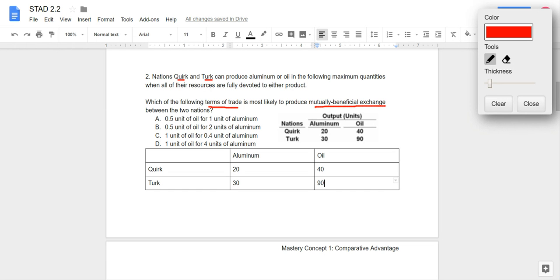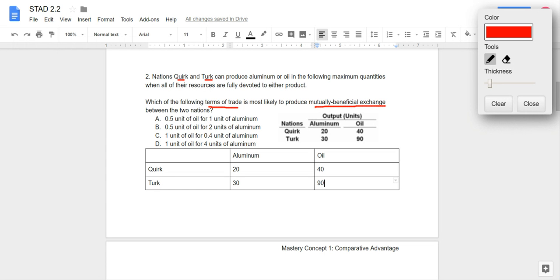I'm trying to find terms of trade. We know in order to find terms of trade, we have to first find our comparative advantages. We have to find our opportunity costs, because it's going to be between our opportunity costs. I'm never going to agree to an exchange if I can produce it myself and lose fewer of the other item, or if I can produce it myself for a lower cost than it would cost me in a trade.